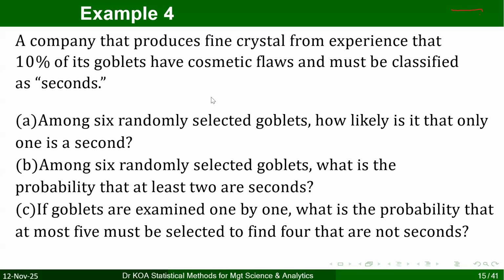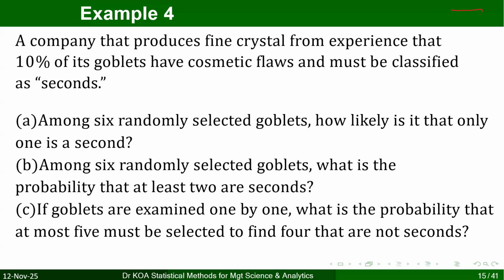Since you have decided that you're going to do this, I'm going to give you another, this time 15 minutes to execute this policy here. A company that produces fine crystals knows from experience that 10% of its goblets have cosmetic flaws and must be classified as seconds. Among 6 randomly selected goblets, how likely is it that only one is a second?